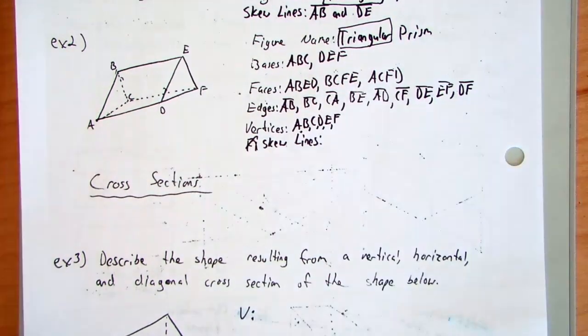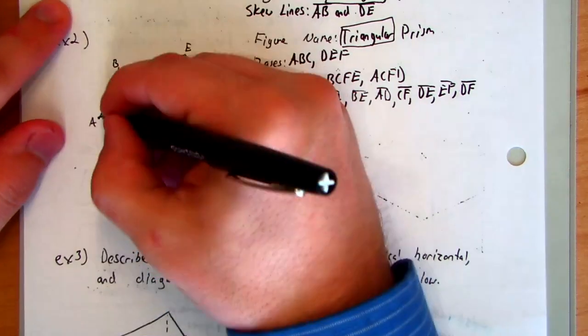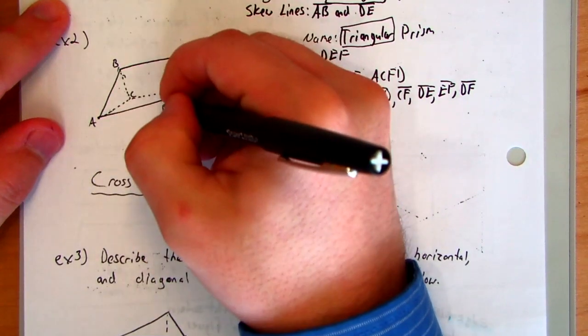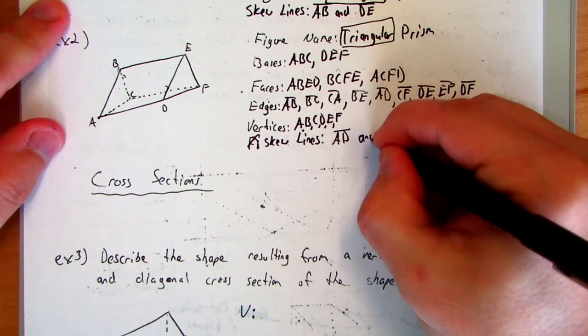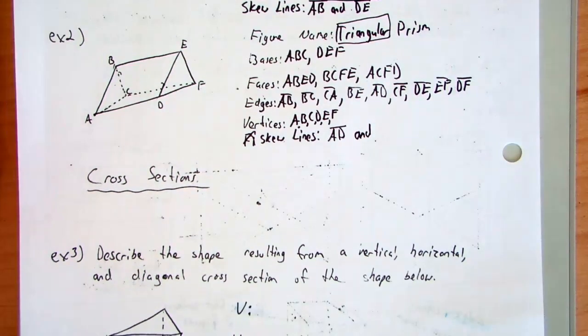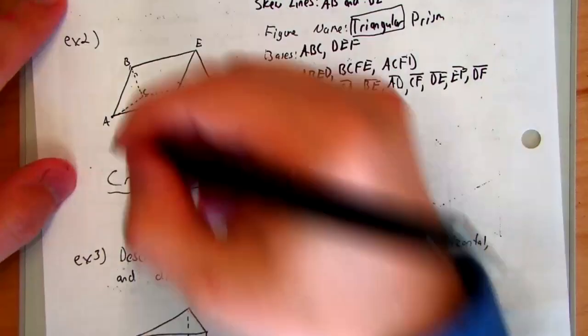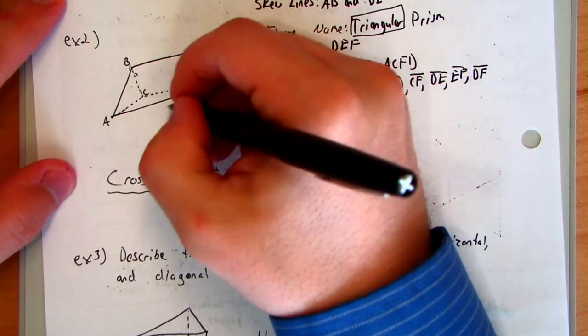And then last but not least, skew lines. Again, I'm going to pick this front line here, AD. And because skew lines come in pairs, I have to write another one. Now, I'm going to get rid of every single line that it either intersects with or is on the same face. So this line here is the one I want.